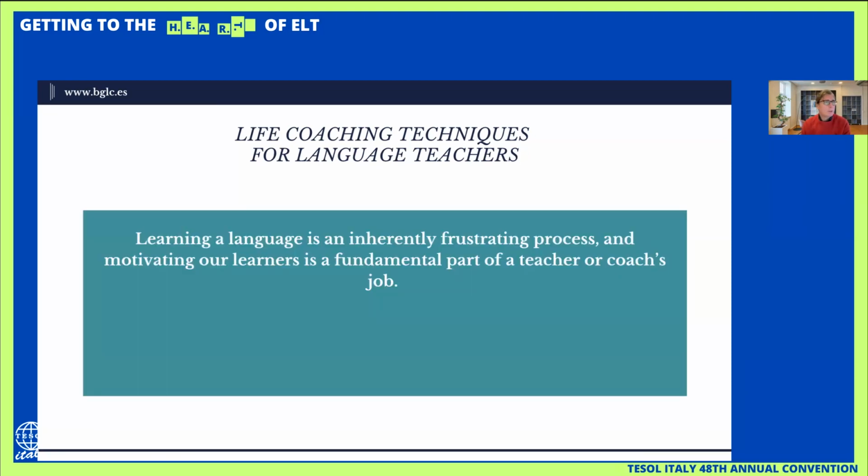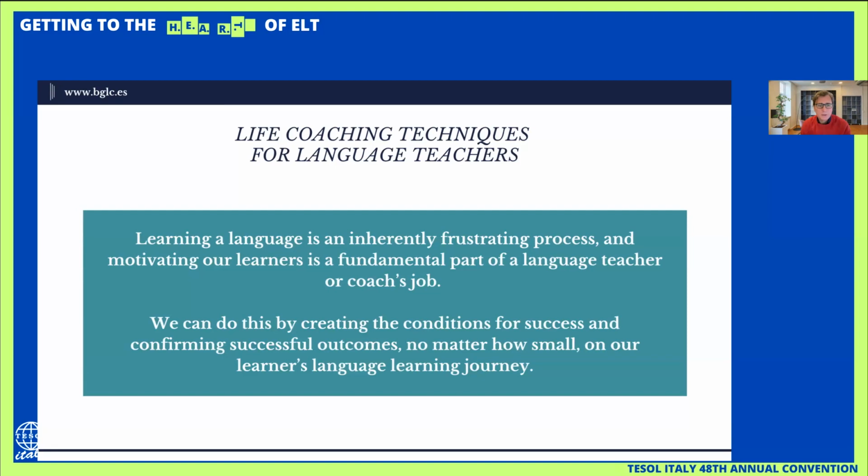Okay, coming to the end, aren't we? So learning a language is an inherently frustrating process. We know this. And motivating our learners is a fundamental part of a teacher's or coach's job. We can do this by creating the conditions for success and confirming successful outcomes, no matter how small, on our learners' language learning journey.